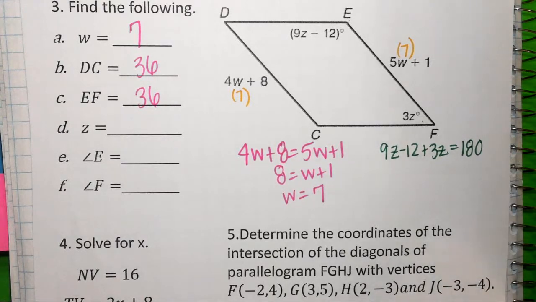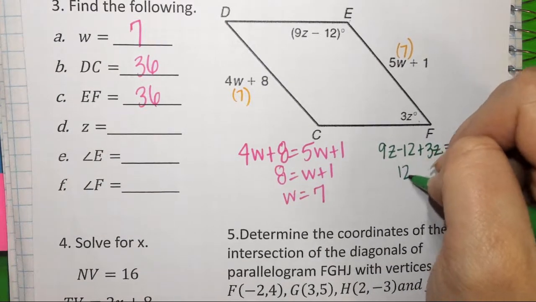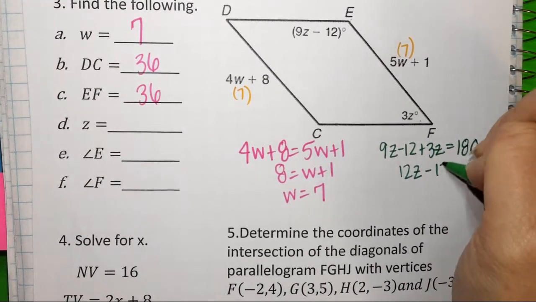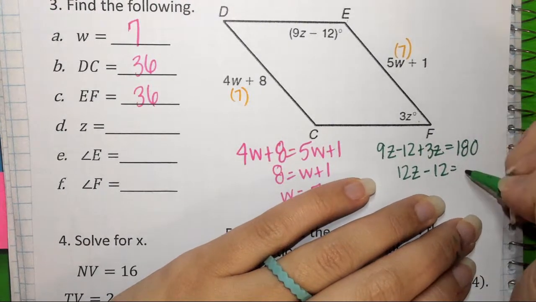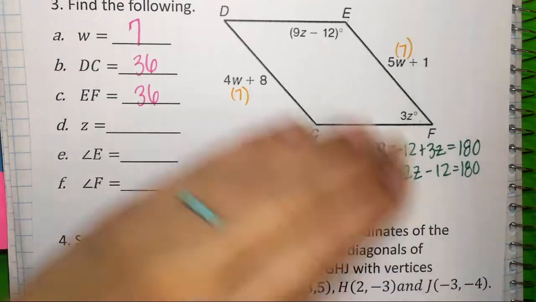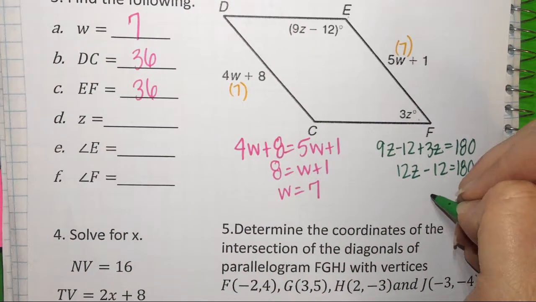Alright, now, do we combine like terms? Yes. Okay, what's 9Z plus 3Z? Alright, then what do we do? You add 12.